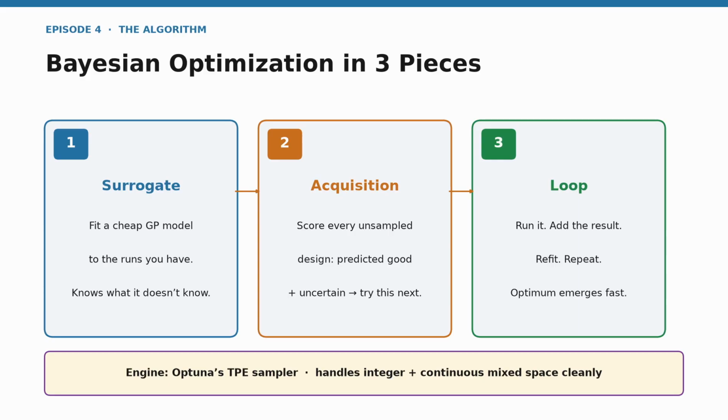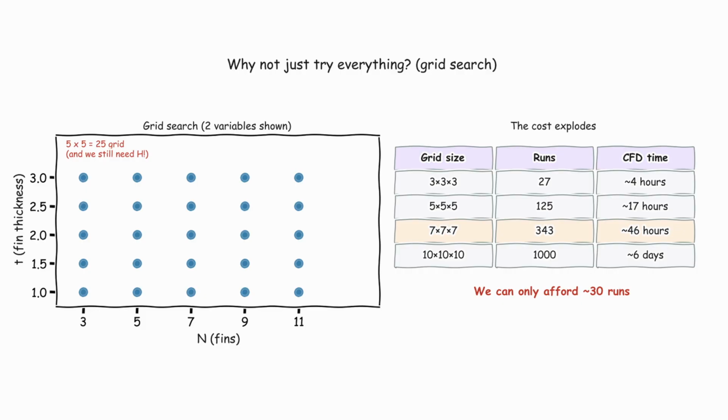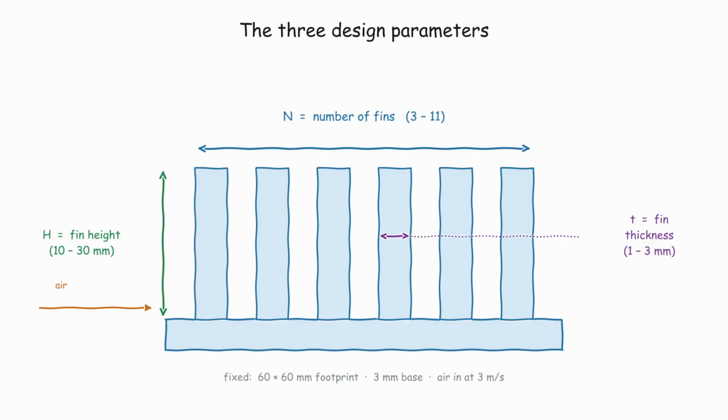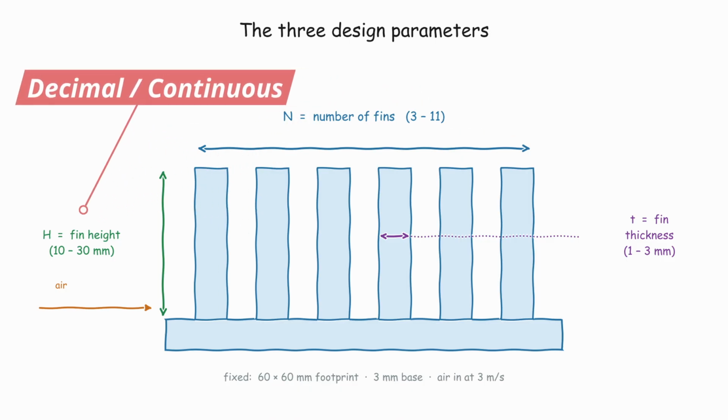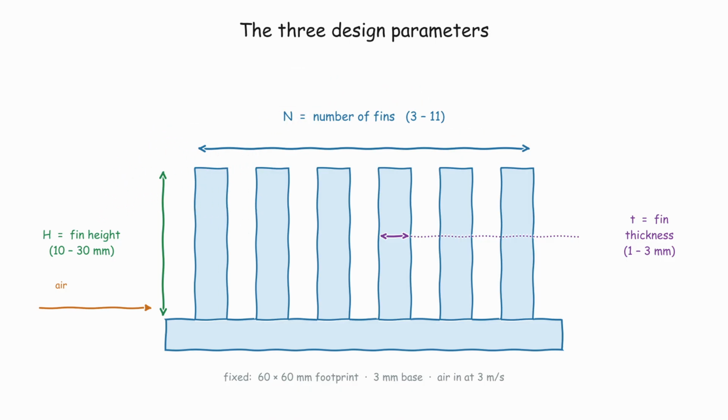Let's map this onto a specific problem. Our objective is Q over V, heat dissipated per unit volume. Each evaluation is a full CFD run: blockMesh, snappyHexMesh, buoyantSimpleFoam. About 8 minutes on the VM. That's our expensive black box. Our search space: n from 3 to 11 is an integer, t from 1 mm to 3 mm is a continuous variable, and h from 10 to 30 mm is again a continuous variable. That's the space Optuna's TPE will sample.